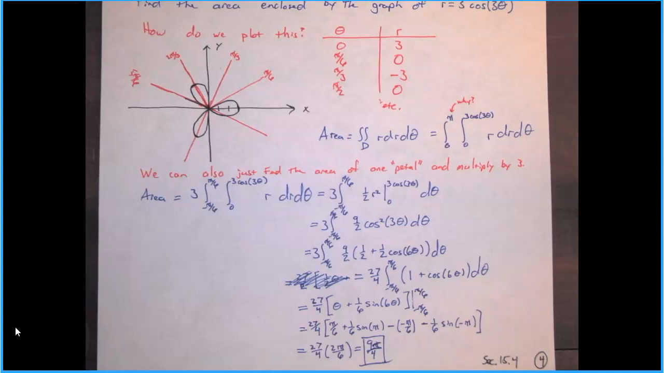Alright, so that's it for double integrals and polar coordinates. In the next section, we're going to jump back to chapter 16 and go over one of the most important results in this course and talk about Green's theorem.